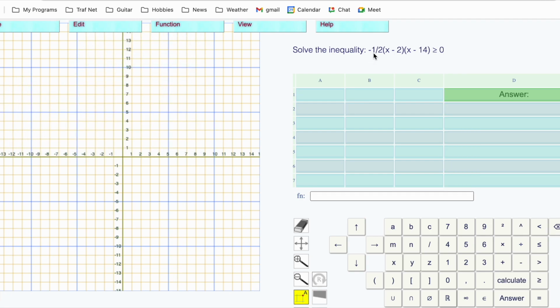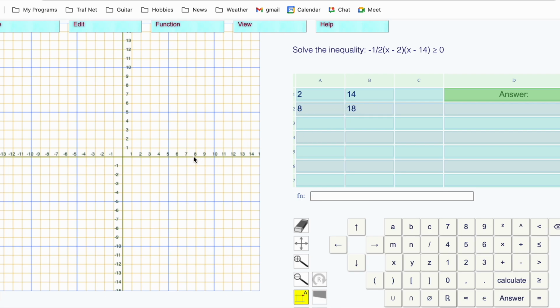Solve the inequality, -1/2 times (x - 2) times (x - 14) is greater than or equal to 0. The zeros are 2 and 14, which makes the center 8. I'm going to take the average of the 2 and 14, add them together, divide by 2, 8. The k, I'm going to replace the x with 8. We have -1/2 times 8 minus 2, click on the 8 to get the 8, times the x value, 8 minus 14.